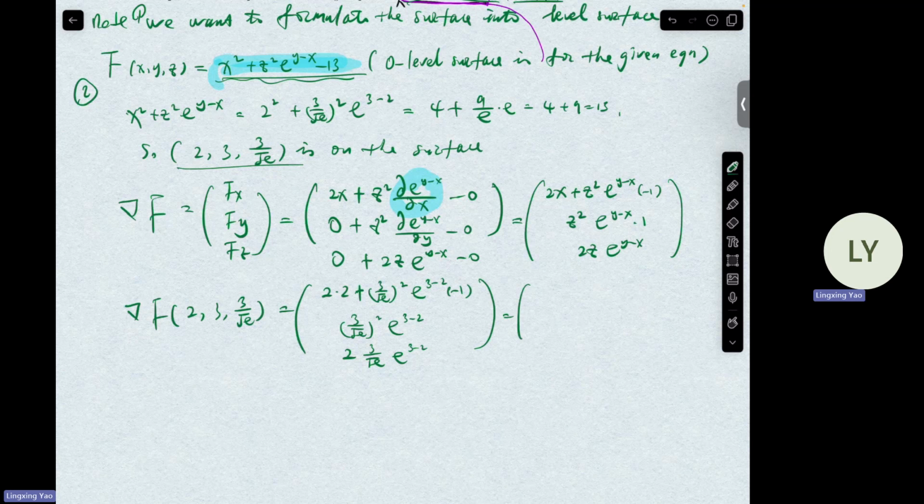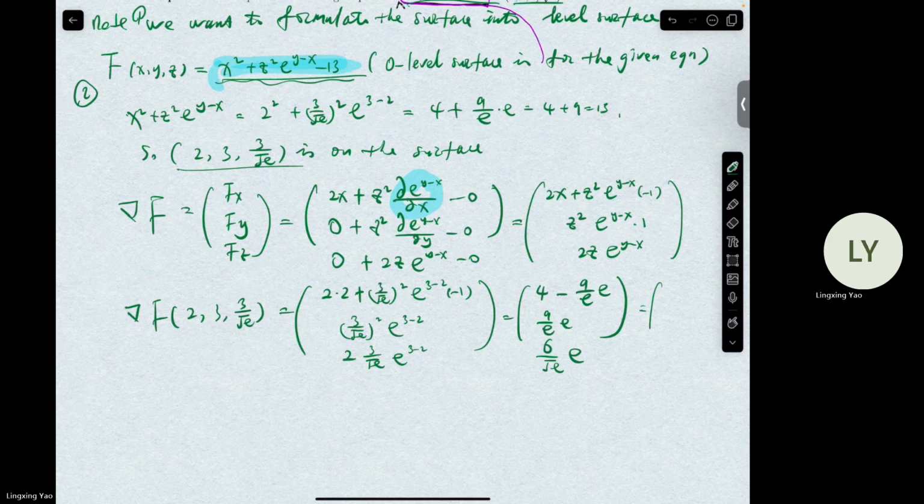So what do we have? We have 4 minus 9 over e times e. And for the second component, we have 9 over e times e. Last one is 6 over square root e times e. So this is -5, 9, and 6 times square root e. So this is a normal vector.